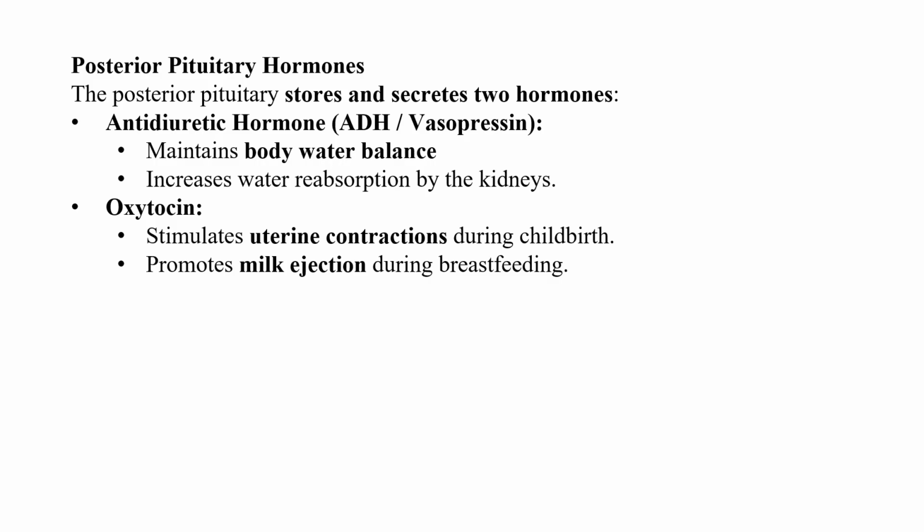The second hormone is oxytocin. Oxytocin stimulates uterine contractions during childbirth. It also promotes milk ejection during breastfeeding. Therefore, ADH is mainly associated with water balance, while oxytocin has important roles in childbirth and breastfeeding.